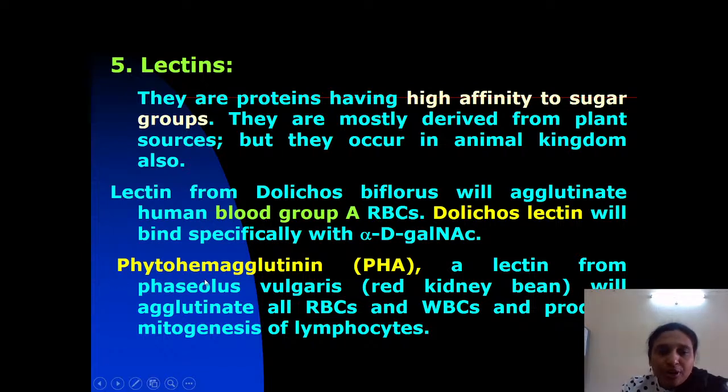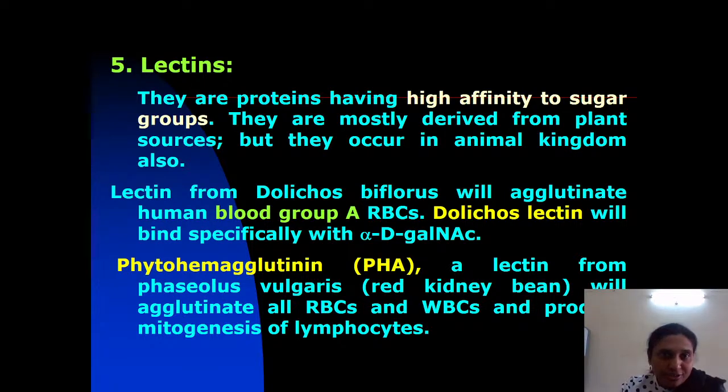PHA is phytohemagglutinin. It is a lectin derived from the red kidney bean that can agglutinate RBCs and WBCs and produces mitogenesis of lymphocytes.